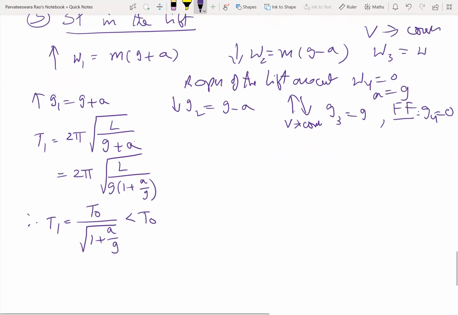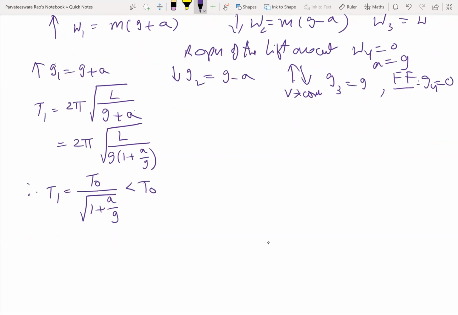Time period decreases means the pendulum moves fast. Instead of doing an oscillation in 2 seconds, it does an oscillation in a time less than 2 seconds. So it goes faster.